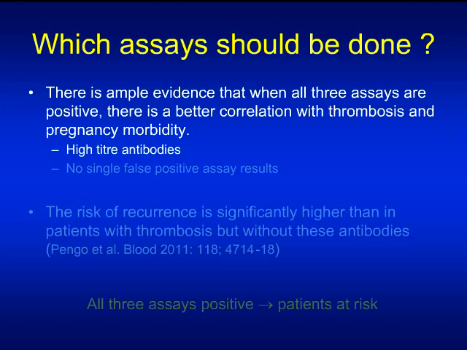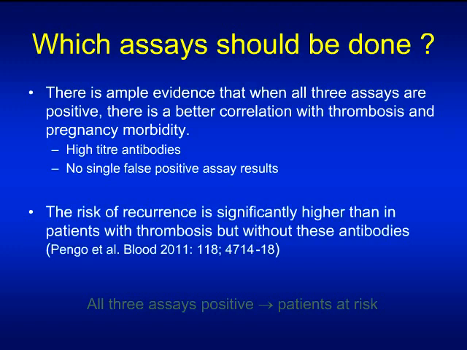But I think an important complication is that you do not have a problem with single false positive results, because it is not very likely that you get it wrong 3 times, so you select more or less for the real positive patients. And recently Victoria Pengo published an article in Blood, where she studied the risk of recurrence, and she showed that the risk of recurrence is significantly higher in patients with thrombosis when they have all 3 assays positive than in patients who do not have the antibodies or are positive in only 1 or 2 tests. So clearly, if you have all 3 tests positive, then you probably have the proper patients. So I think that is an important message.